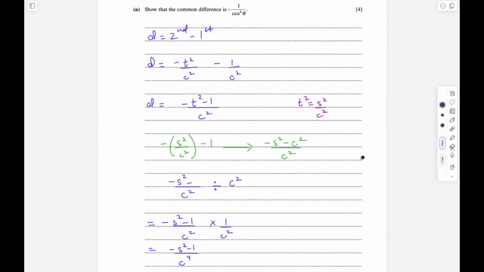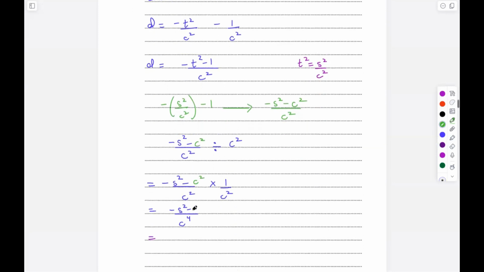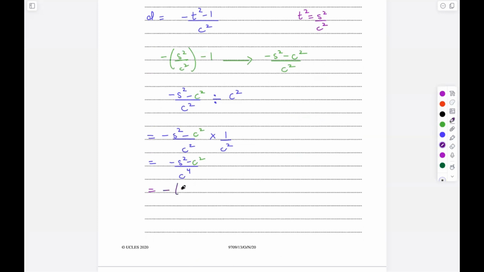So all along this way, this will not be 1 over here. When we take the LCM, this would have multiplied by cos squared. So this would have been cos squared over here and over here as well. Now if we take the negative sign common out over here, that will become sine squared plus cos squared divided by cos to the power 4. Now as sine squared plus cos squared is 1, that will become a minus 1 upon cos to the power 4 theta.